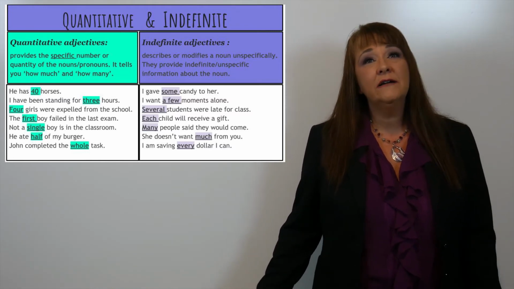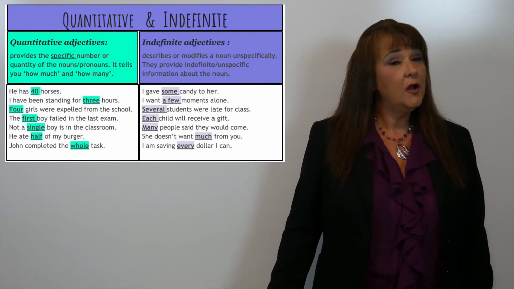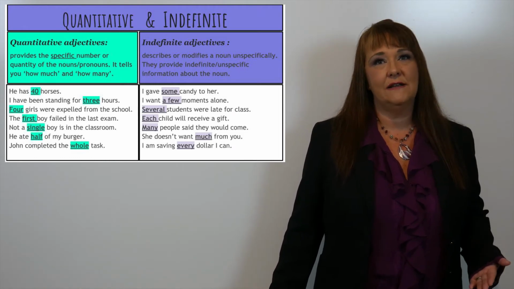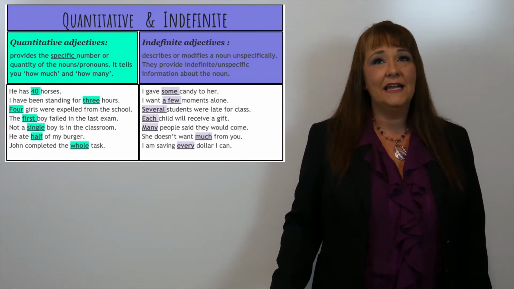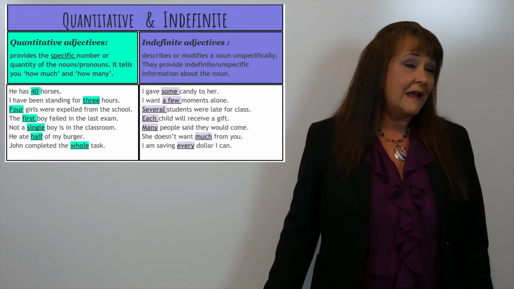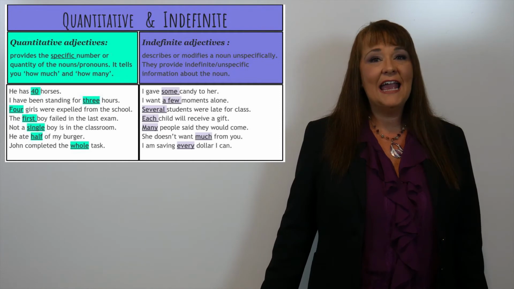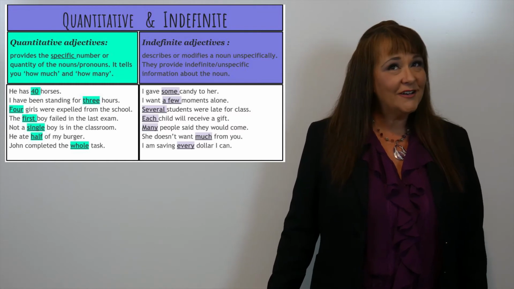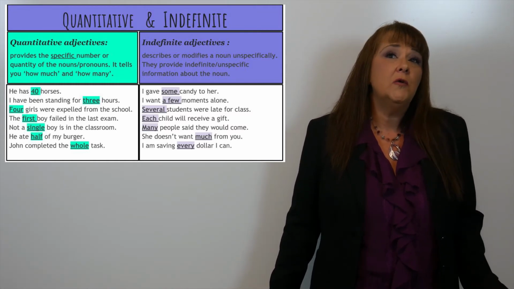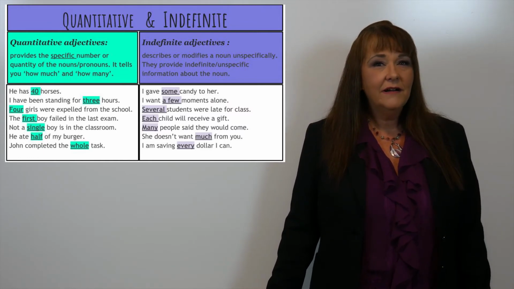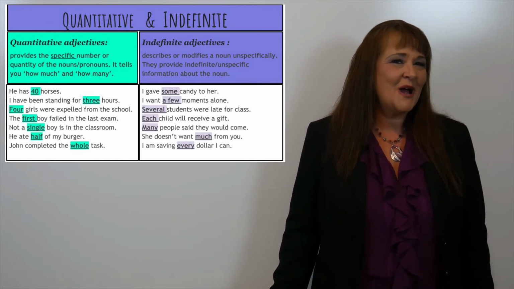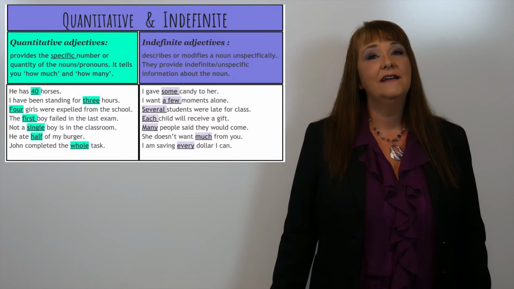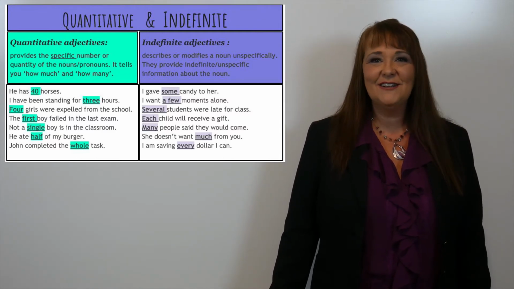But now when we look at indefinite adjectives, which also describe or modify a noun, it's unspecific. I don't know exactly how much or how many. For example, I gave some candy to her. Not sure how much. I want a few moments alone. Again, how many? I'm not sure. These are some examples of indefinite adjectives. Do you see the difference?